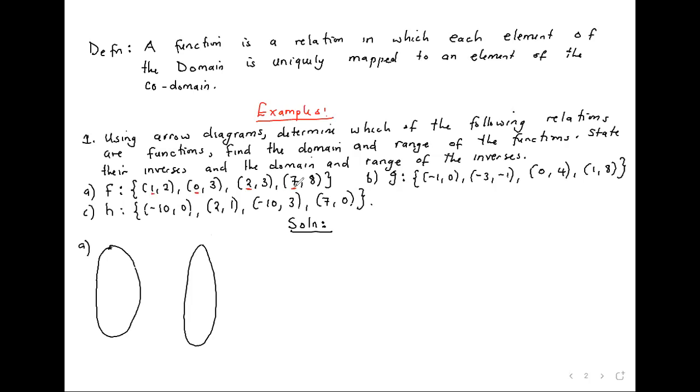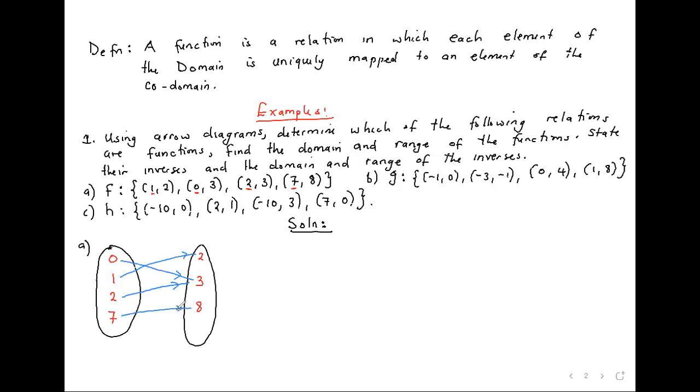So we have 0, 1, 2, 7, going to 2, 3, 8, not repeating any. Then we'll have 0 goes to 3. 1 goes to 2. 2 goes to 3. And 7 goes to 8.